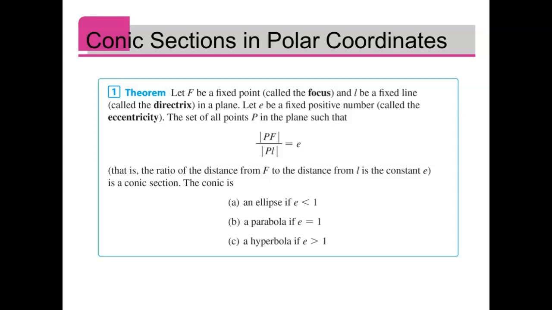So we let F be a fixed point called the focus and L be a fixed line called the directrix in a plane. And E is a fixed positive number that we call the eccentricity. And the set of all points P in the plane such that PF over PL equals E will allow us to determine what type of conic section we're going to look at. So it's an ellipse if E is less than 1, it's a parabola if E equals 1, and it's a hyperbola if E is greater than 1.